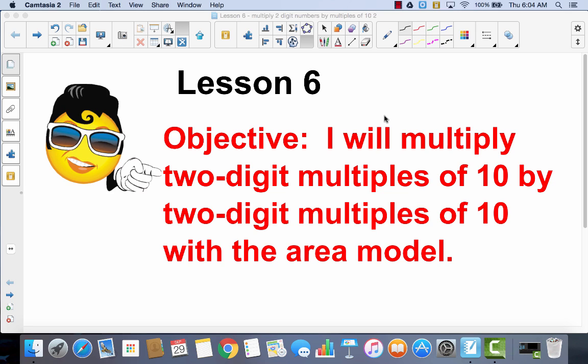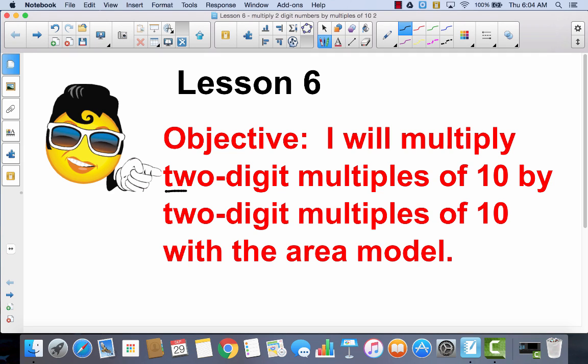Lesson 6, I will multiply two-digit multiples of 10 by two-digit multiples of 10 with the area model. So let's think about what this is saying first of all. It says a two-digit multiple of 10. So two digits obviously has two digits, and it says it's a multiple of 10. So that means if I'm counting by tens, then I would say a multiple of 10. So we're going to be multiplying numbers like 10, 20, 30, 40, etc. These are two-digit multiples of 10 by two-digit multiples of 10. So that's what we're going to be doing in this lesson.